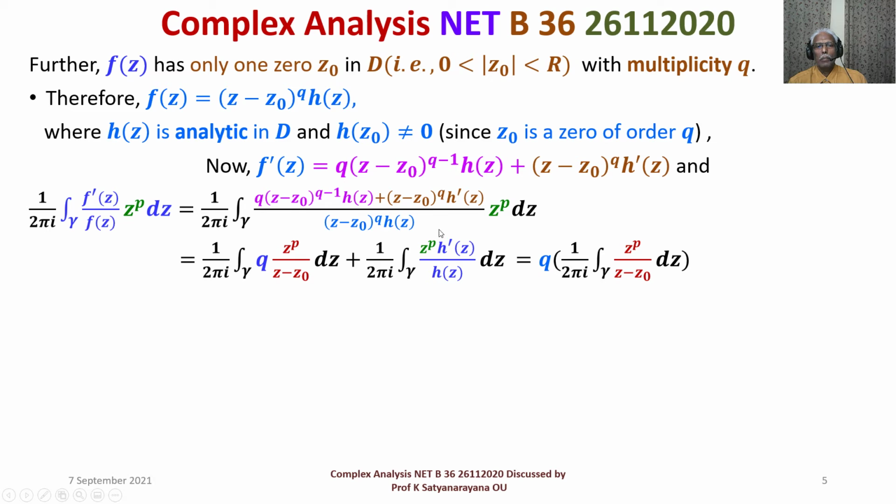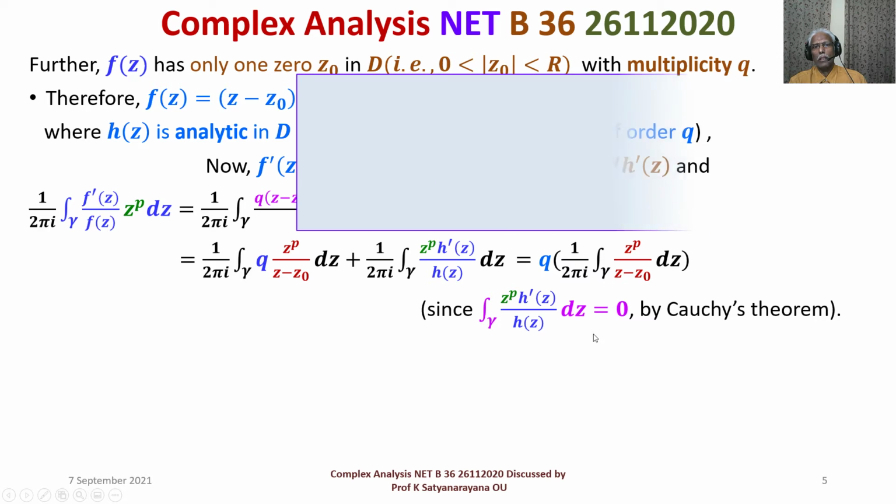Why? Because the integral is taken around gamma where h(z) is analytic. It has no zeros, so sitting in the denominator, it will not contribute any singularities because it doesn't have zeros at all. And h prime z is analytic. So therefore the whole thing is analytic, regular, inside and on gamma. Therefore the integral taken around gamma dz is equal to 0 by Cauchy's theorem.